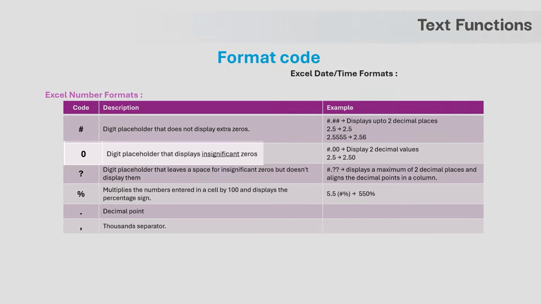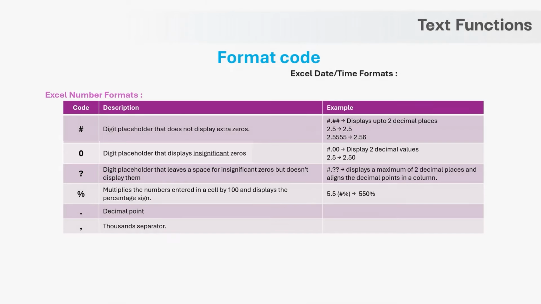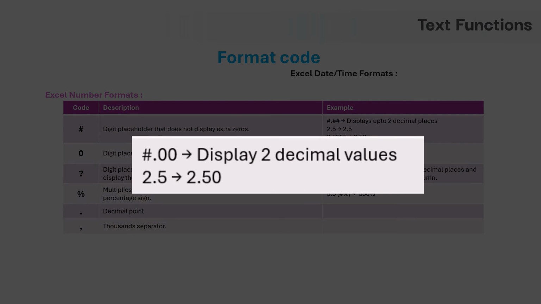The second special character is 0. It is used to display the insignificant zeros. When I say insignificant, these additional zeros will not have any impact on the actual value. That is why it is called insignificant. Say for example, if you provide the format code as hash.00, it will display the decimal up to 2 places. If the input value is 2.5, then it will convert the value into 2.50, and you can clearly see that the additional 0 doesn't have any impact on the actual value.